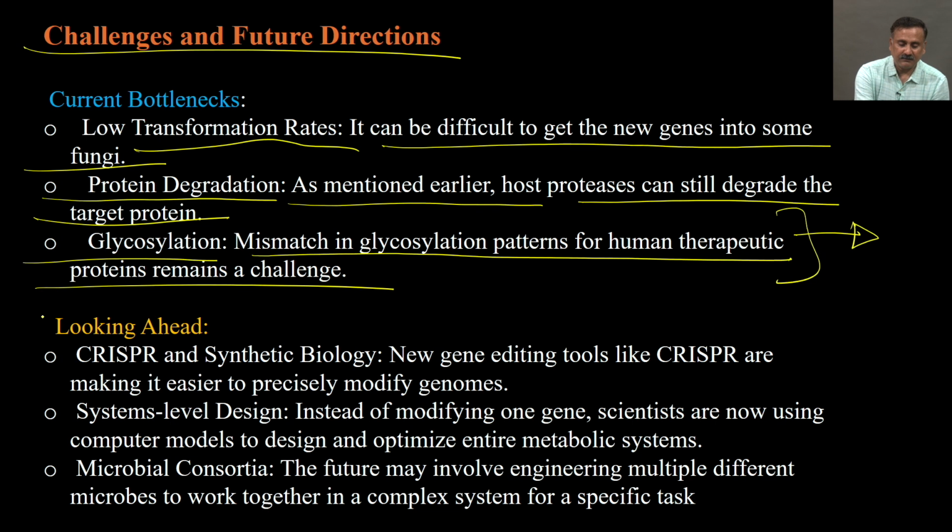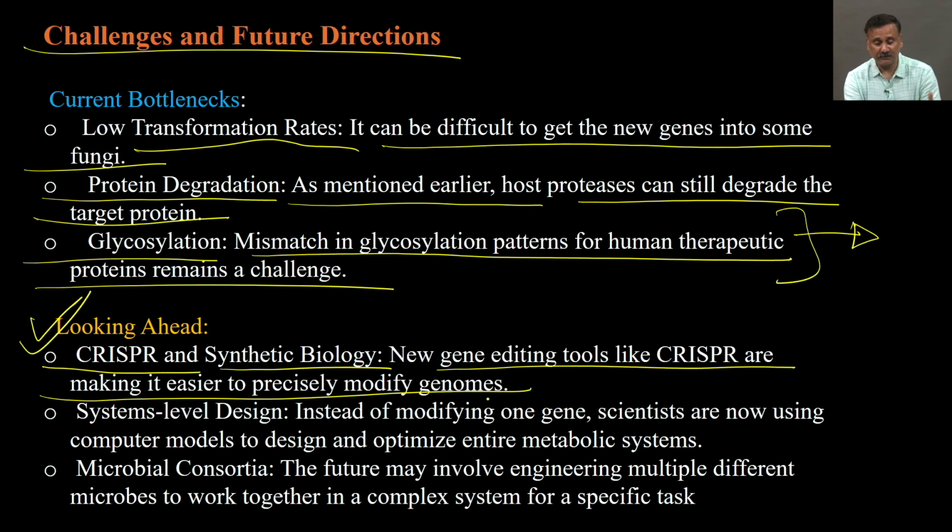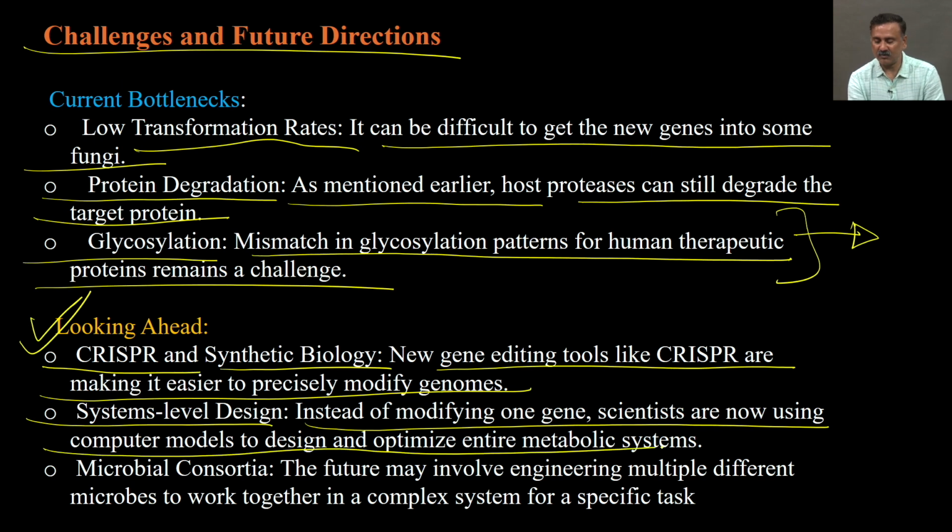And what is the future direction? You can use better genome editing tools, for example CRISPR-Cas or synthetic biology. Gene editing tools like CRISPR are making it easier to precisely modify the genome, and you can do system-level design. Instead of modifying one gene, scientists are now using computer models to design and optimize entire metabolic systems. And then you can also use microbial consortia. The future may involve engineering multiple different microbes to work together in a complex system for a specific task.